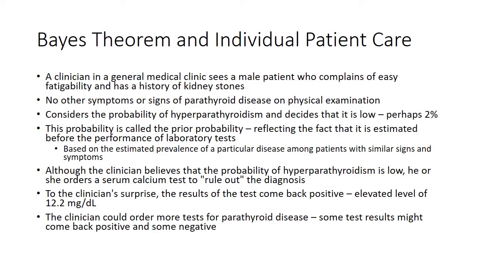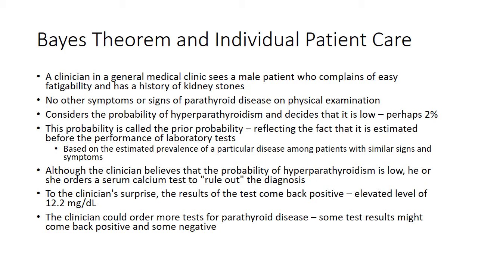So let's look at another clinical example where you can apply Bayes' theorem. Let's say we're working in a general medical clinic and you have a male patient who shows up and he's got easy fatigability and he's got a history of kidney stones. You don't find any other signs or symptoms of parathyroid disease on physical exam. So you're evaluating him and you're thinking, okay, is this hyperparathyroidism? You decide it's probably pretty low. You imagine, and we're going to call this a pretest probability or a prior probability, the prevalence of hyperparathyroidism in a patient like this would be, say, 2%, right? So we're thinking there's a 2% chance this guy actually has the disease, okay?